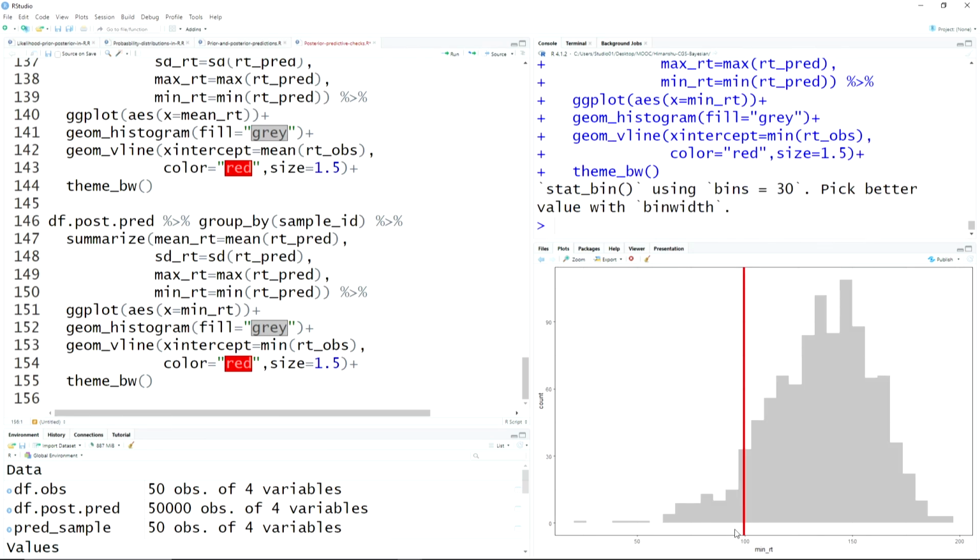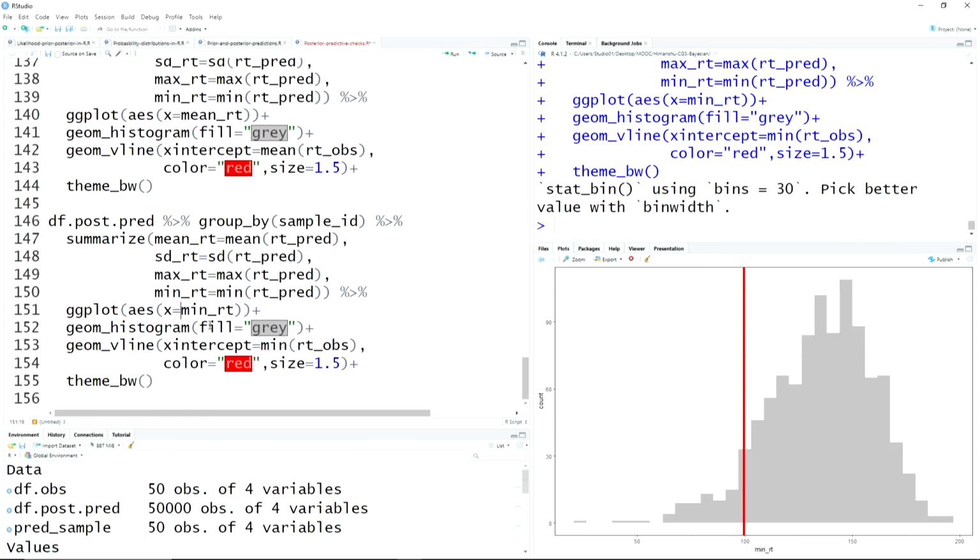Well, even in minimum RT, the actual observed data has a minimum RT of 100, but the posterior predictive check says that it is somewhere between 80 and 200. So it is in fact pulling it towards the mean because it has to be symmetric, right?